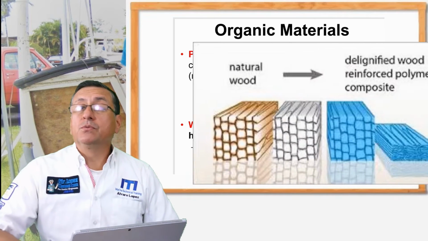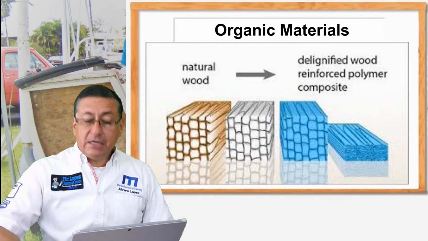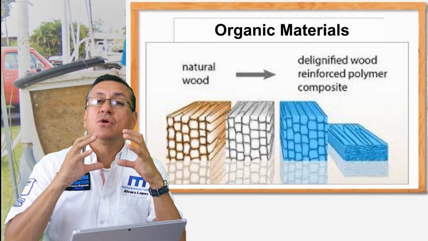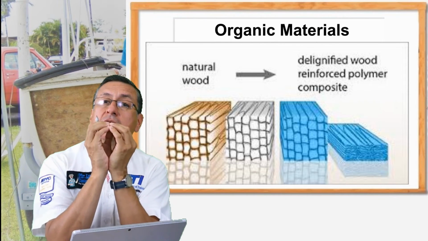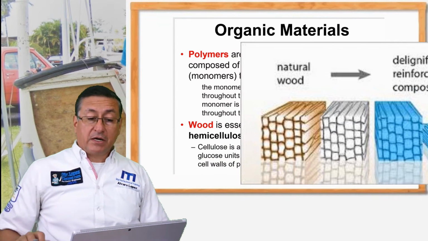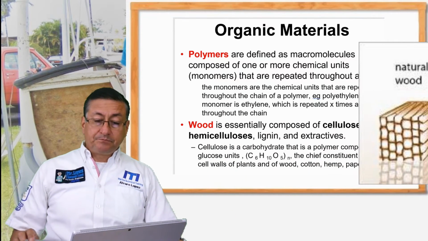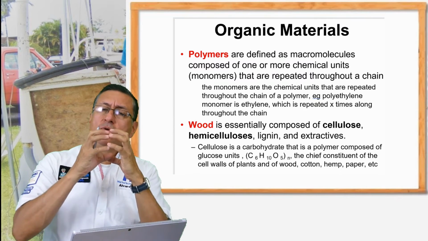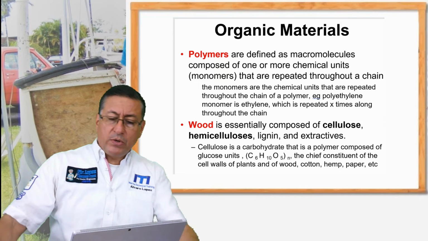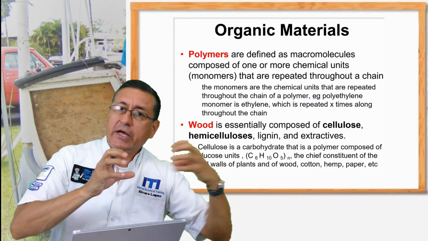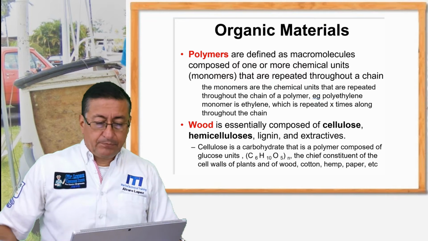A good example is wood. Wood is basically a polymer of cellulose. Cellulose is the main component of the polymer, and wood is a perfect, natural polymer. And those cellulose units are connected together with lignin, and lignin is basically the glue to connect those monomers.